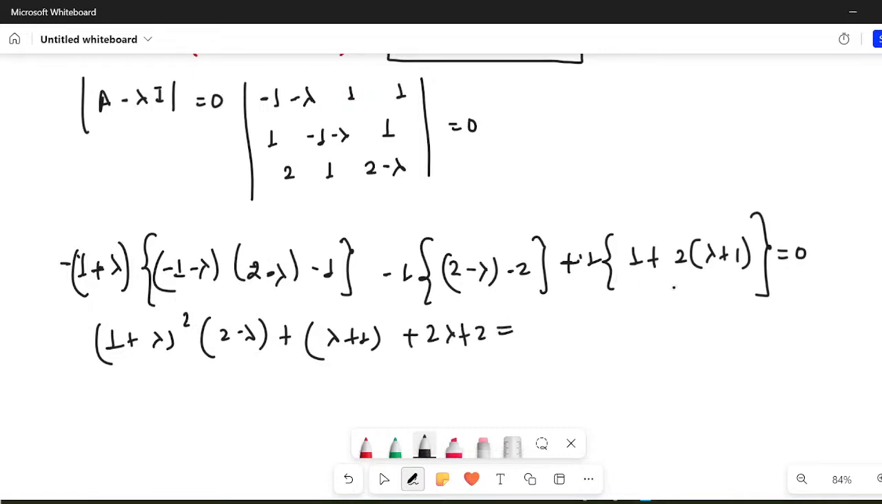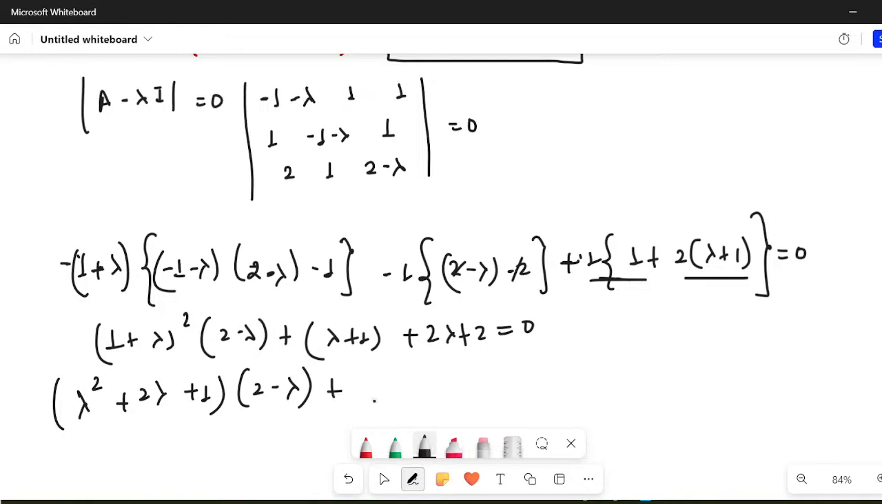equal to 0. So this is 1, and this is this. From here I'll get simply, this 2 gets cancelled with 2. So I have this minus lambda minus 1, this is plus lambda. And I think from here it's easy for you to solve. So let me solve it for you. So (lambda square plus 2 lambda plus 1) times (2 minus lambda), and then you have this plus lambda plus 1, and then you have this 2 lambda plus 2 equal to 0.